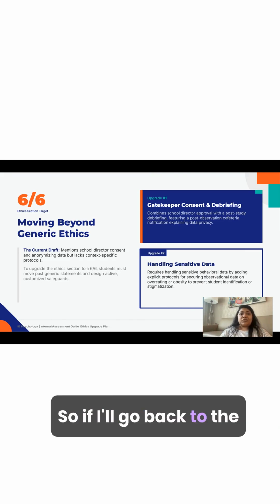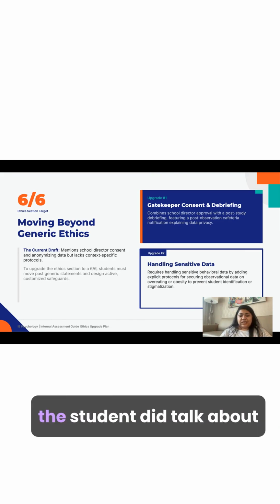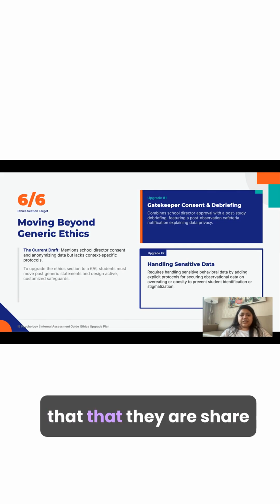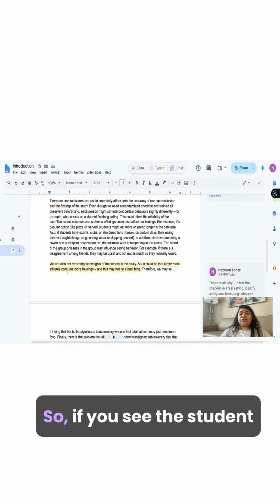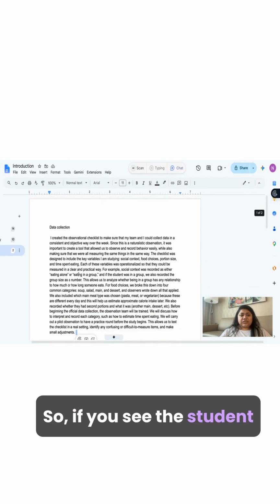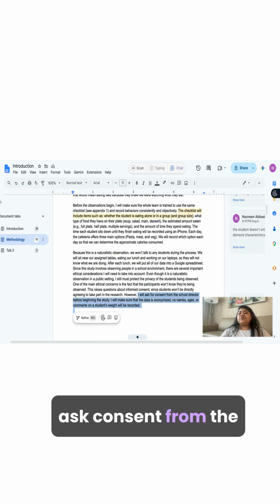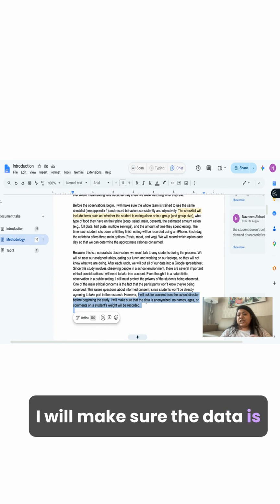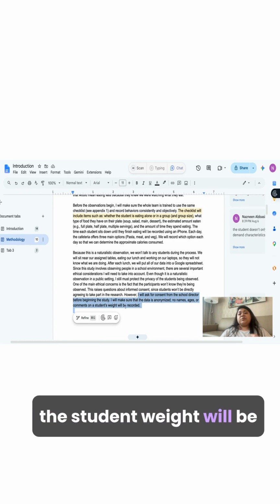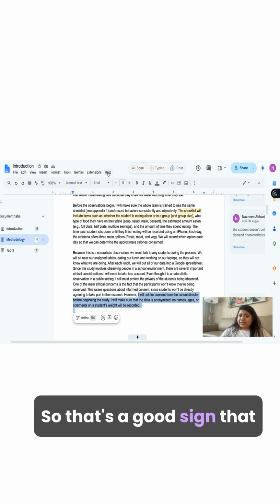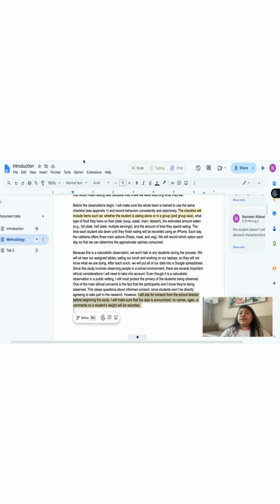So if I go back to the document, if you see, the student did talk about asking consent from the school director before beginning the study. I will make sure the data is anonymized, no names and ages, and comments on the students' weight will not be recorded. So that's a good sign that the student highlighted this.